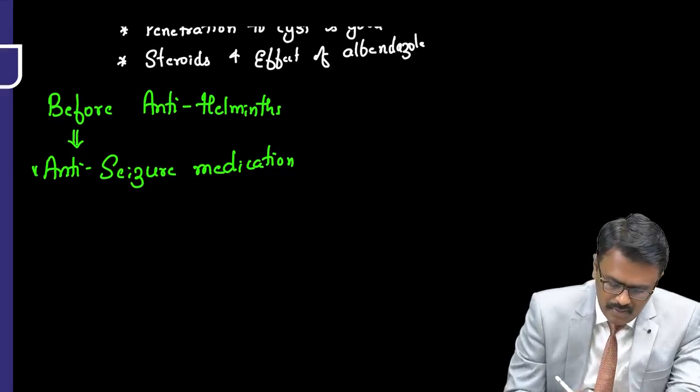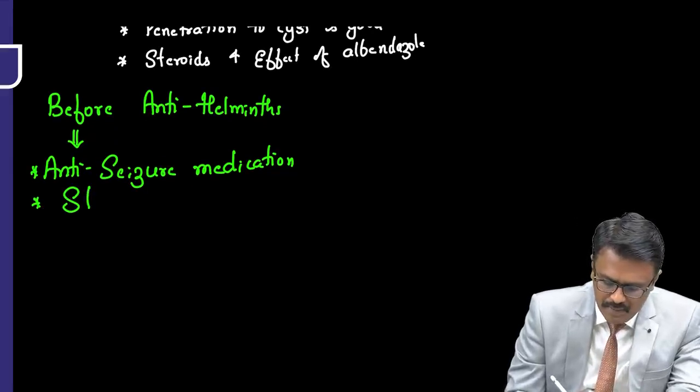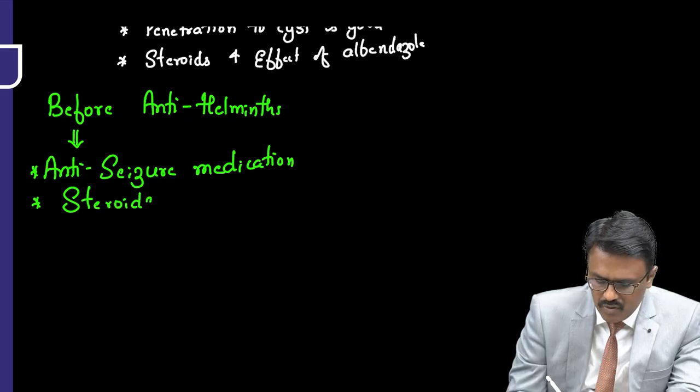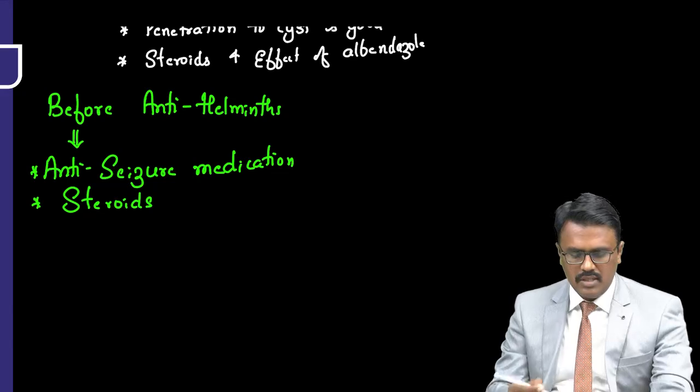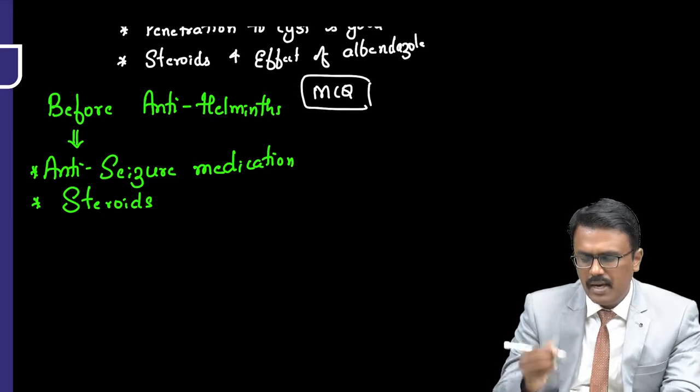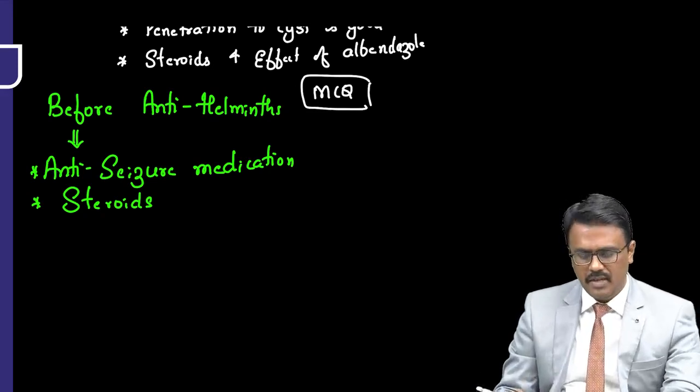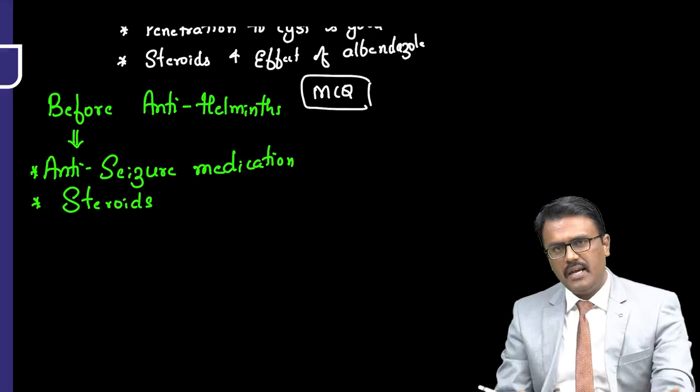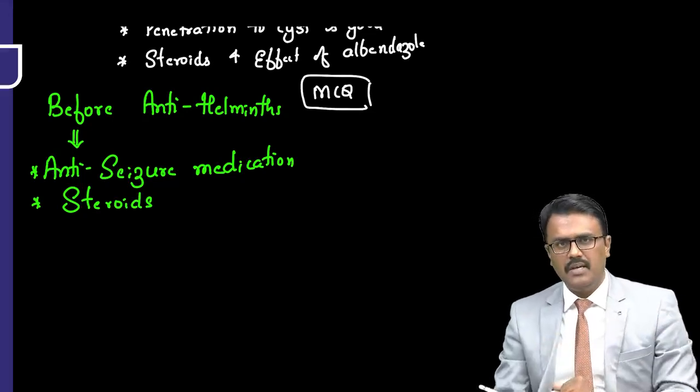Anything else we have to add? Who will suppress the inflammation? Steroids. So that can be used. So this is a question asked recently. Before giving albendazole, what should be added? Give anti-seizure medications and steroids and then start.